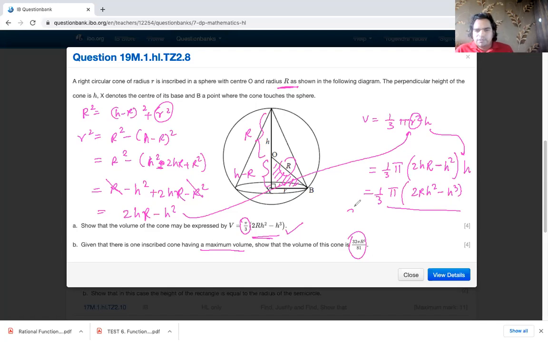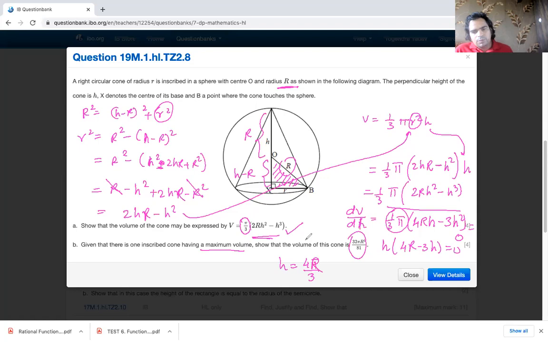What we'll do is differentiate: dV by dh will be 1/3 pi. Now the derivative of this will be 4Rh minus 3h square, equated to 0. Now when we solve for h, you can take h common. So it'll be 4R minus 3h equals 0. Anyway, 1/3 pi is a constant number. So from here, h is 4R over 3. So the height is 4R over 3.